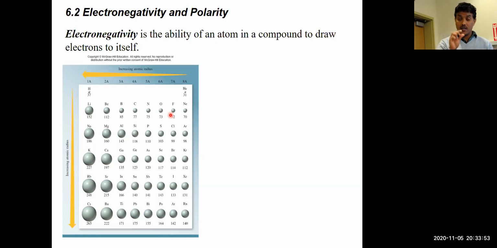So when the atomic radius is smaller, the outside valence electrons of an atom are really closer to the nucleus. What do we know about the charges in the nucleus and the electrons? The nucleus is positively charged because of the presence of the protons, and electrons, we already know, are negatively charged.